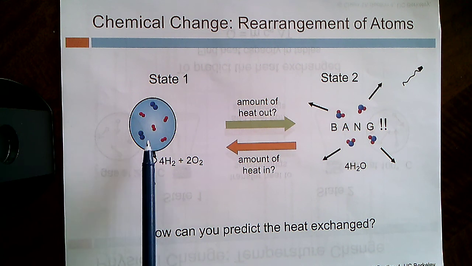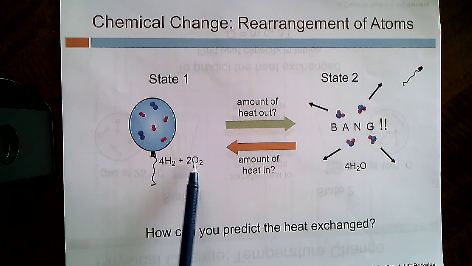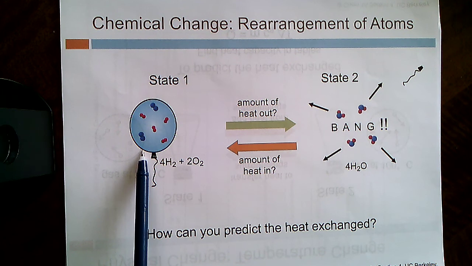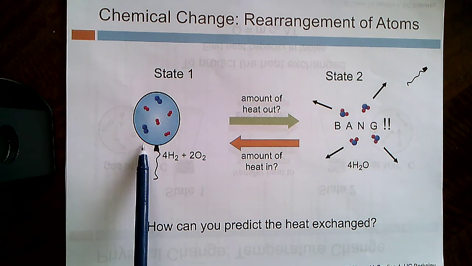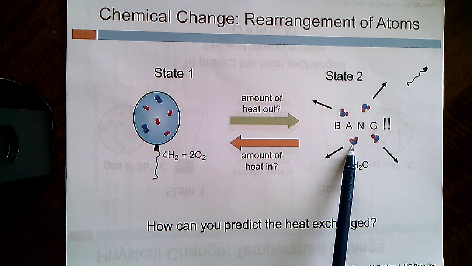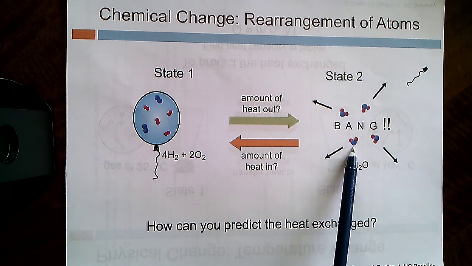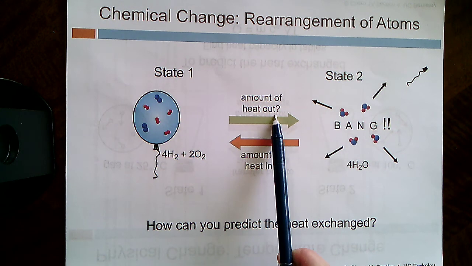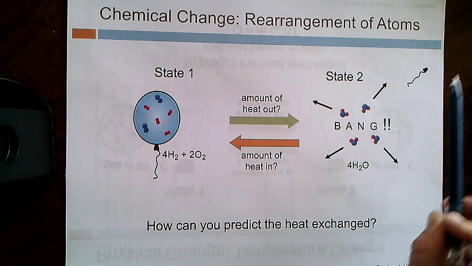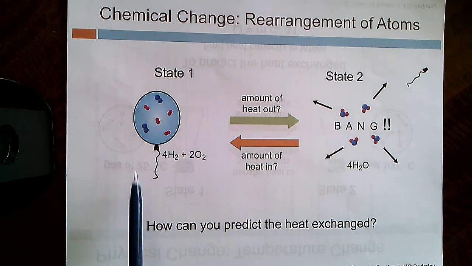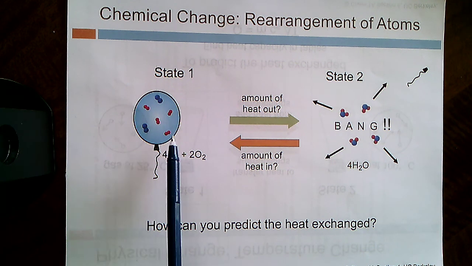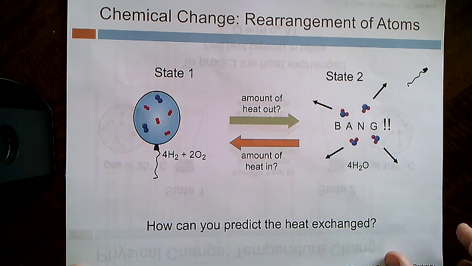So this is an example of hydrogen and oxygen gas existing in a balloon. And if you added a little bit of heat, enough to make this reaction go, you would produce water, and it would cause an explosion. You would see an extreme amount of heat coming out of the system and into the surroundings. So this is where we're going to focus today. We're going to be thinking about how much heat is exchanged when bond breaking and bond making occurs.